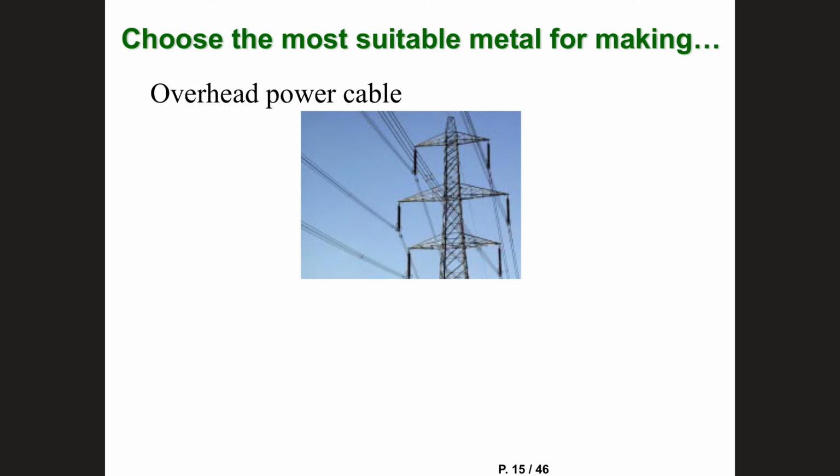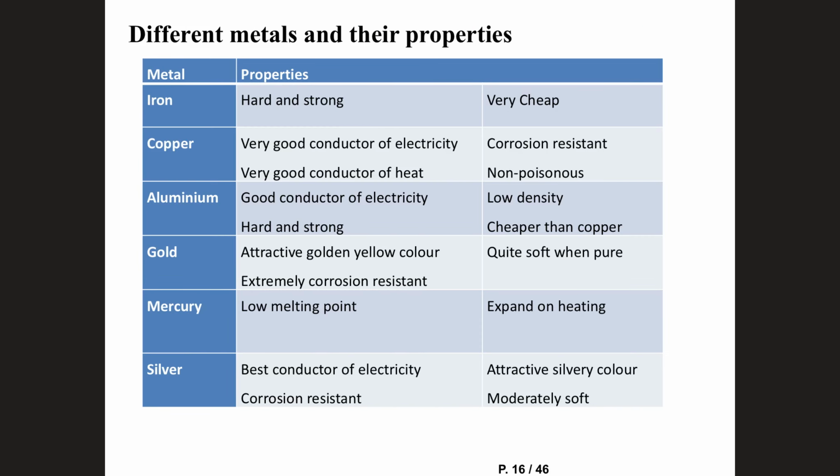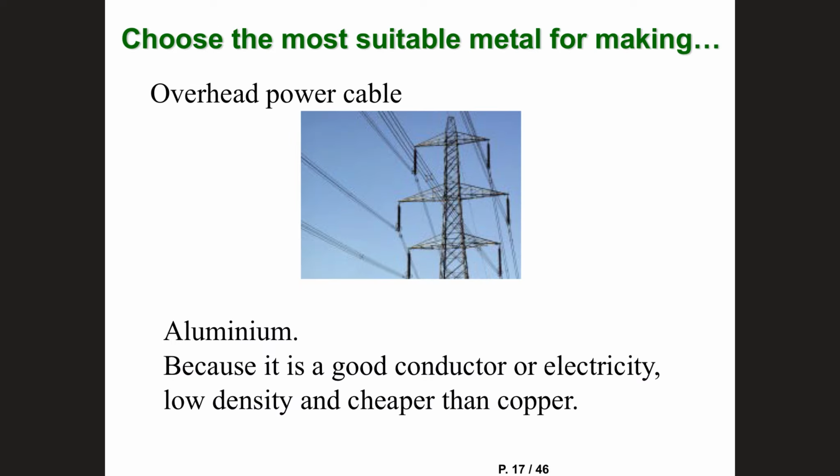As we have mentioned before, copper is a common choice for making electrical wire. However, in case of overhead power cable, would you choose copper again? The answer is no, because overhead power cable is built for a very long distance. Therefore, we have to consider the price of the metals as well as the electrical conductivity. With such a consideration, aluminium would be chosen for making overhead power cable because it is a good conductor of electricity. Besides that, it is also cheaper than copper.